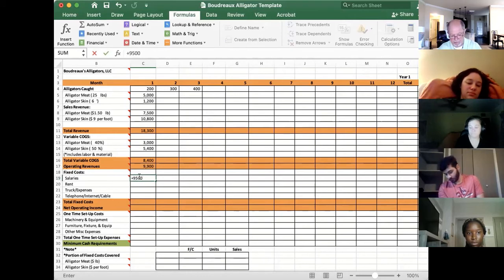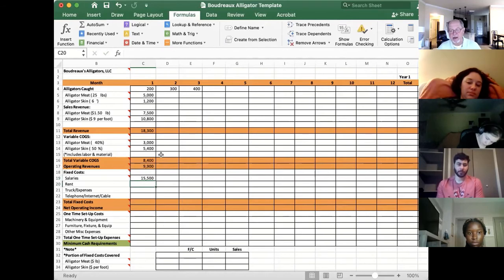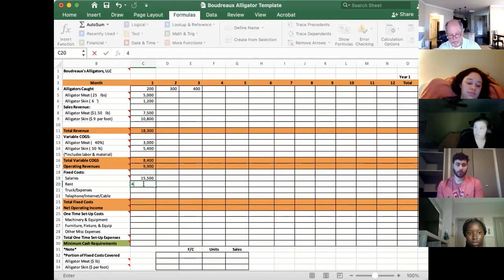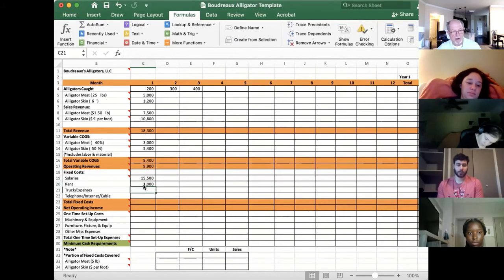9,500 plus 3,500 plus 2,500. All right, so we got 15,500 in salaries. Rent is 4,000. And truck expenses, utilities, truck expenses was 2,000 and $1,000.